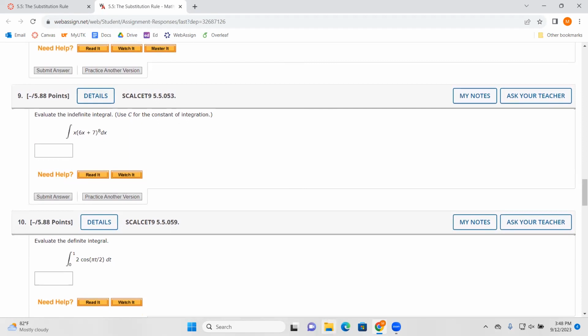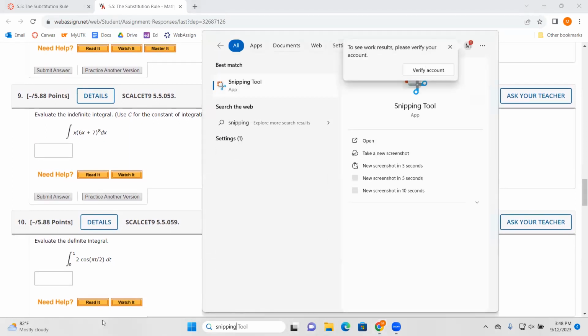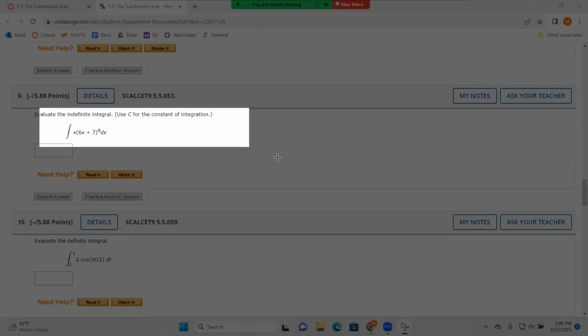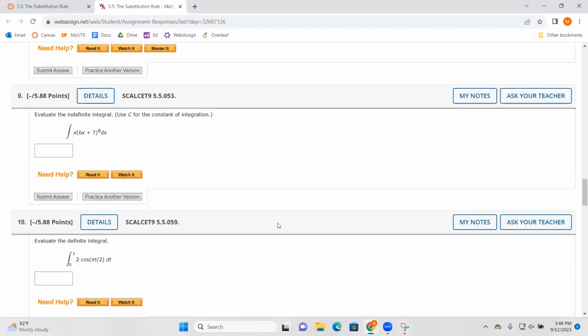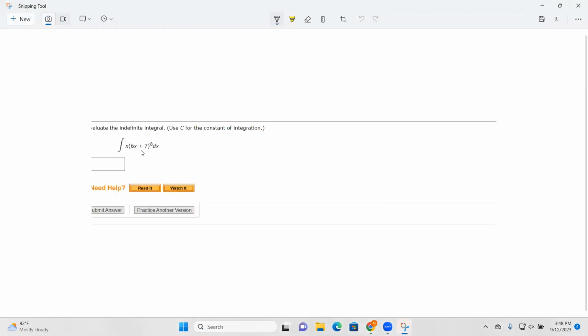Okay, this example is probably the most complicated, and I want to take a moment to sort of walk through the process. Now, as I look at this one, at least initially, what I want to do is let u be equal to the 6x plus 7, because I don't want to take 6x plus 7 and FOIL it out 8 times. That's a nightmare. So what I want to do is let u equal 6x plus 7.